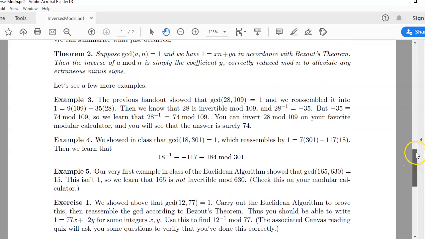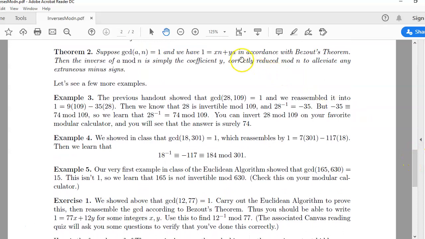Example 3. Let me leave Theorem 2 on the screen so you can see it. The key is the coefficient of A is the inverse, but you've got to reduce it. So in the previous handout on Canvas, we cranked out that the GCD of 28 against 109 is 1, so they're relatively prime. And that means that 28 must be invertible mod 109. Well, we reassembled it in that handout, and we got that 1 was equal to 9 times 109 minus 35 times 28. Use the fact. This must be the inverse. So now we know that 28 is invertible, and we know the inverse of 28 has to be negative 35. It's the coefficient of the 28.